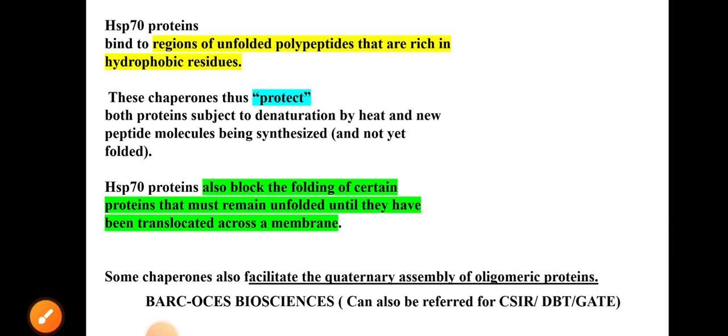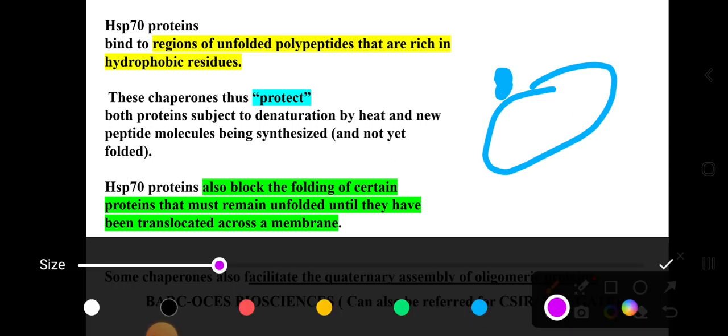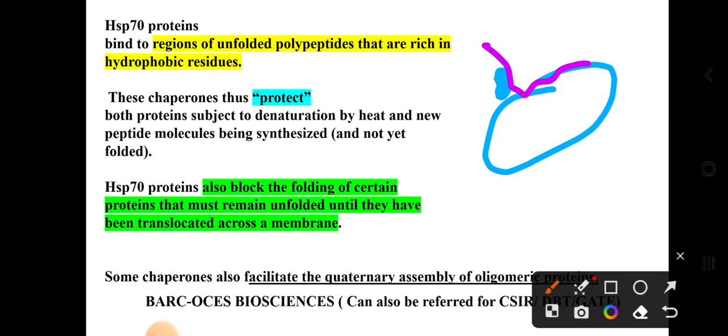Then the second function: HSP70, which is one kind of chaperone, also blocks the folding of certain proteins that must remain unfolded until they have been translocated across a membrane. This is a very interesting concept, as many times what happens is co-translational translocation. When there is co-translational translocation, two things take place simultaneously. One is the synthesis of your polypeptide chain and the other is the translocation, the movement of your polypeptide chain into the organelle. Say for example, this is your ER.